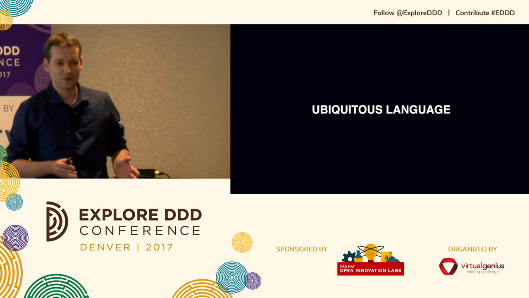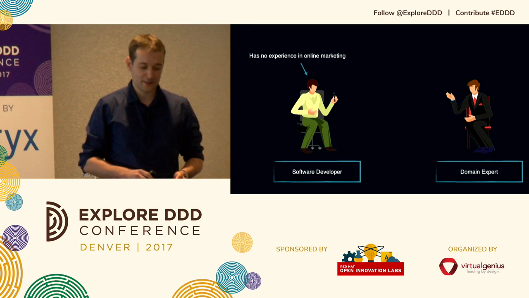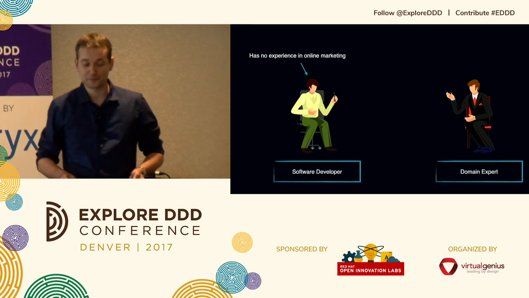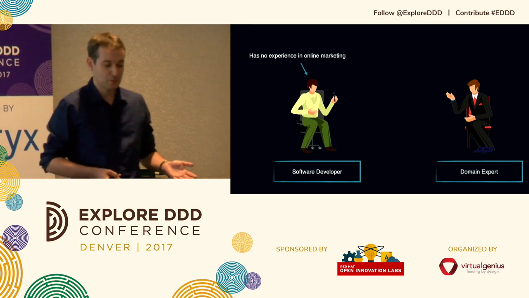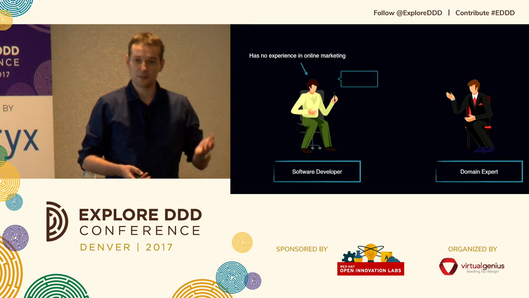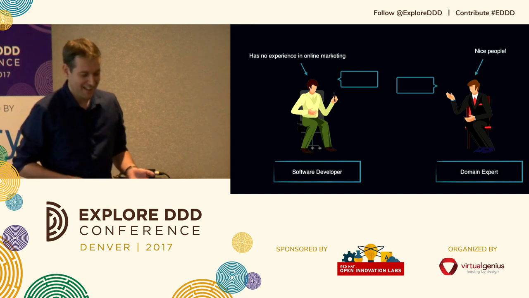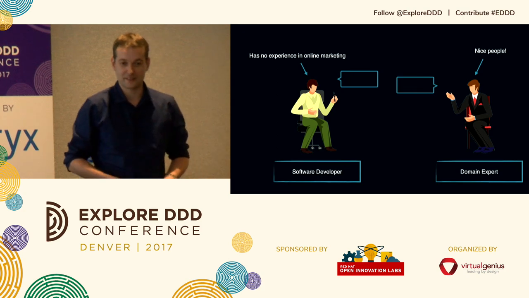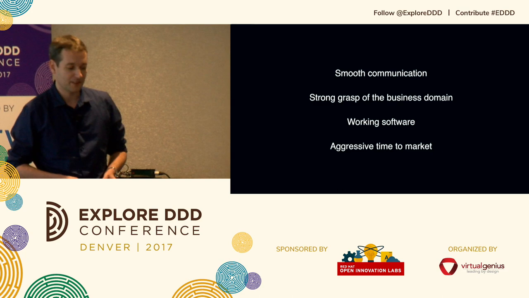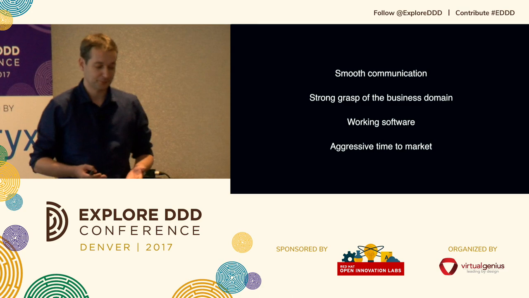We somehow managed to come up with a robust ubiquitous language. None of us had any prior experience in the marketing domain, but we could still hold a conversation with domain experts. We understood them, they understood us. And to our astonishment, domain experts turned out to be very nice people. They really enjoyed and appreciated the fact that we were willing to learn from them and their experience. This smooth communication allowed us to grasp the business domain really quickly and implement it in code.